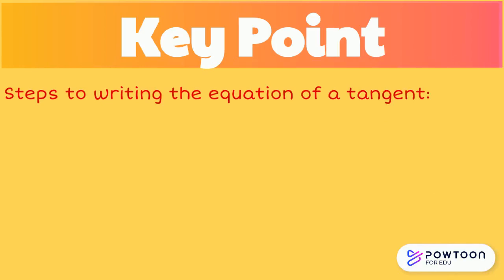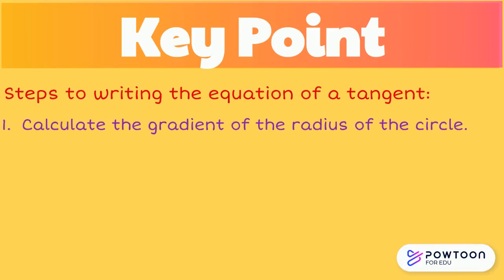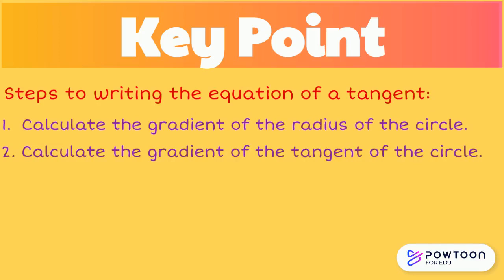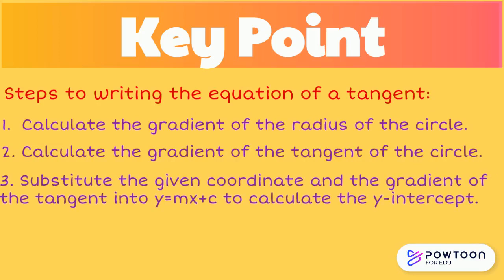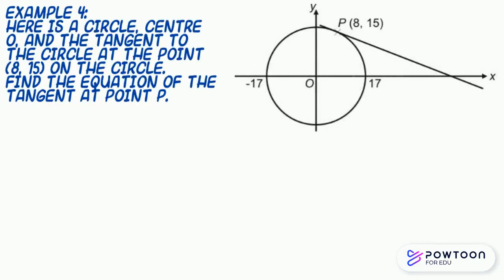There are 3 main steps to writing the equation of a tangent. First, calculate the gradient of the radius. Second, calculate the gradient of the tangent. And third, substitute the given coordinate and the gradient of the tangent into y equals mx plus c to calculate the y-intercept. In example 4, we've got a circle that's centered at the origin, and we've got a tangent that touches the circle at the point P, which is (8, 15). We want to find the equation of the tangent at P.